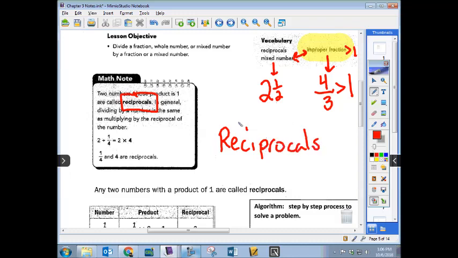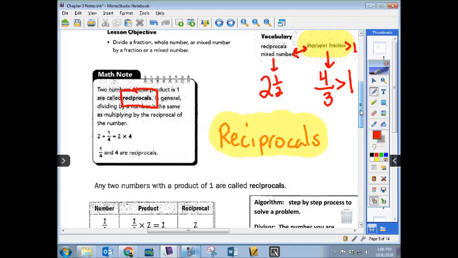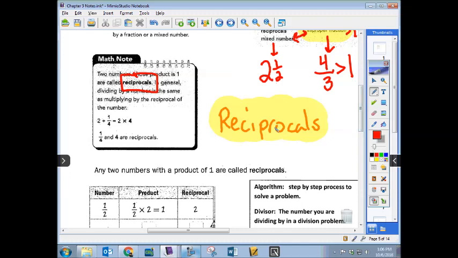Reciprocals. Now, that word is going to be a hard one for you guys to get. You're probably going to say something like that R word. But we do need to know this word. It's a very important word when you're talking about division. So reciprocals, that's how you say it.